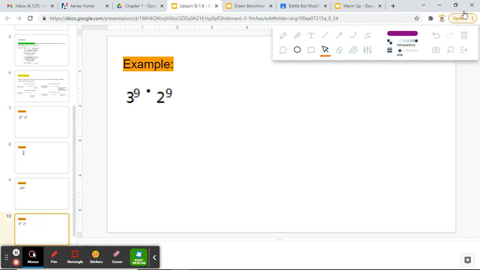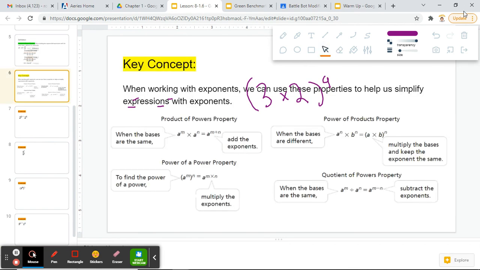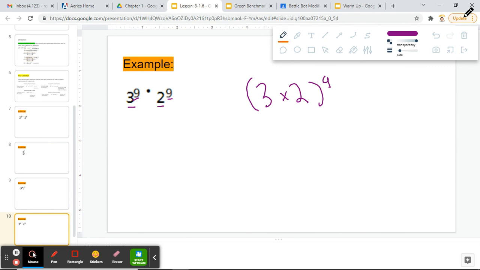Okay, last one. We have 3 to the 9th times 2 to the 9th. Well, we know our bases are different, but our exponents are the same. So what we need to do is go inside our parentheses, multiply, and keep the exponents the same. I'm going to double check on this one, right? Yes, we multiply our numbers together and keep the exponents the same. So 3 times 2 is 6. Our exponent stays the same. So 3 to the 9th times 2 to the 9th would become 6 to the 9th.